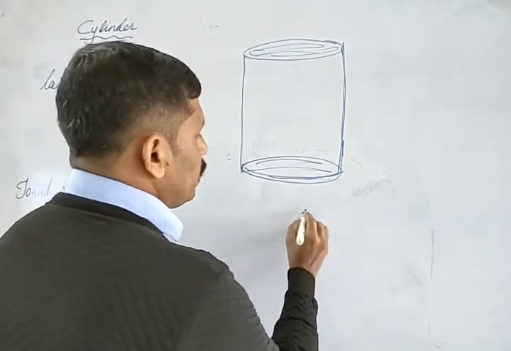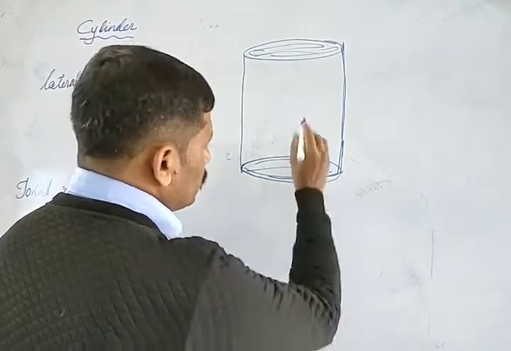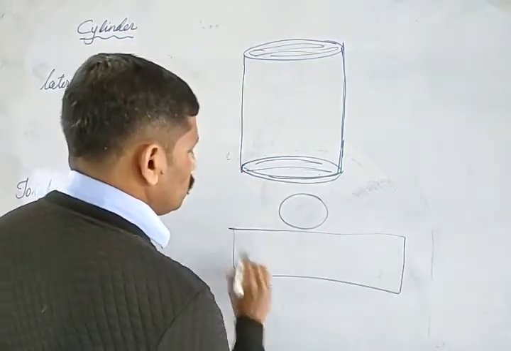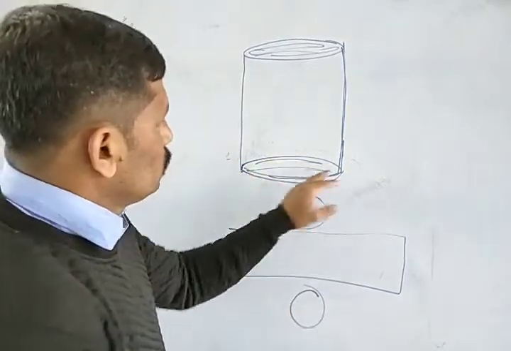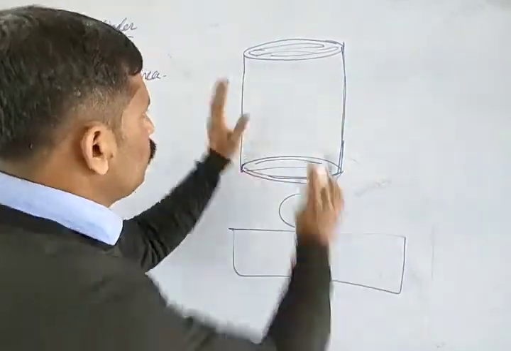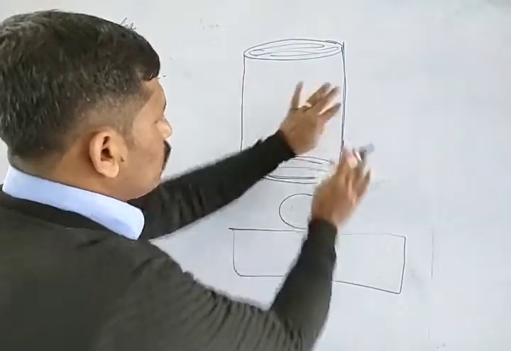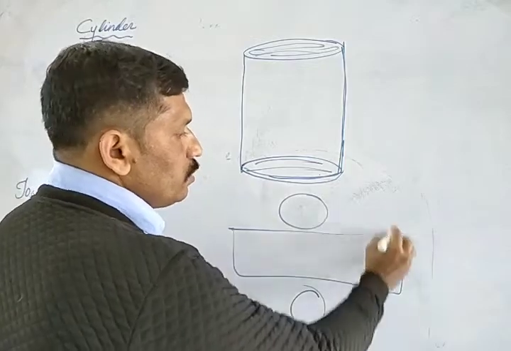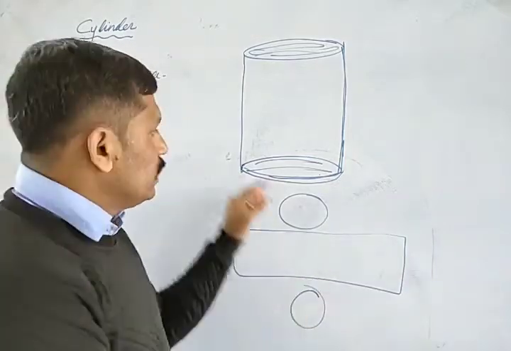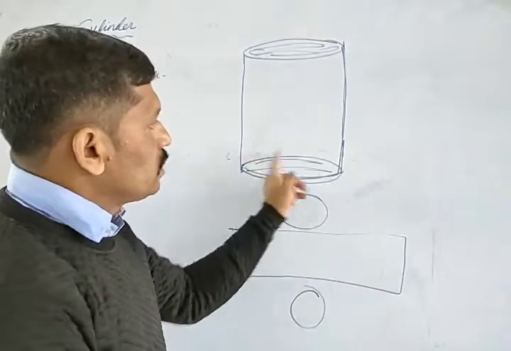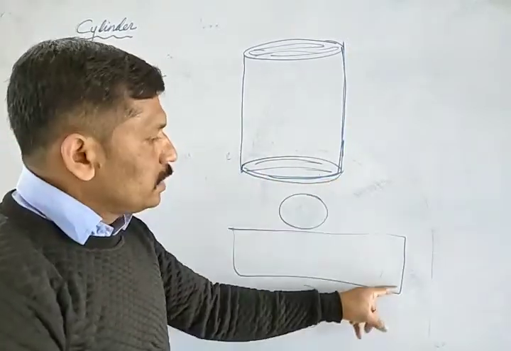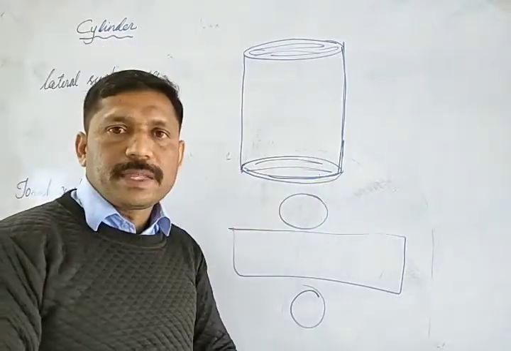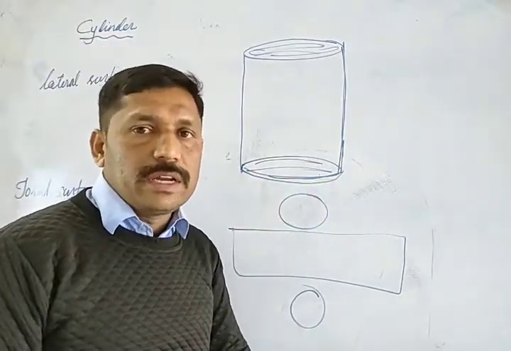So if you open a cylinder like this, here is 2 circular faces, this one, and if you open it, then this curved surface area will be like a rectangle. Area of the rectangle means length into breadth. In a cylinder, this length is the circumference, and this breadth is the height. So circumference into height is the curved surface area of a cylinder.